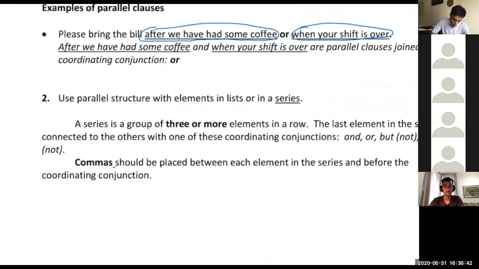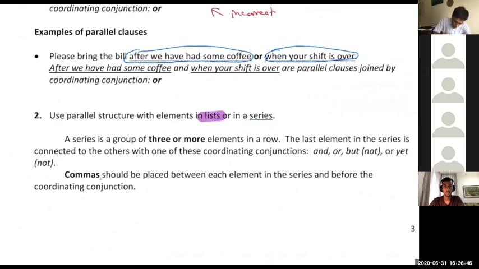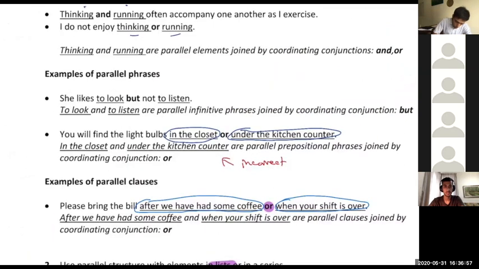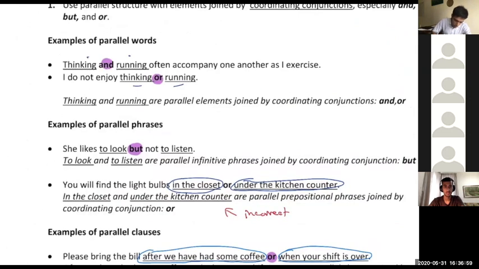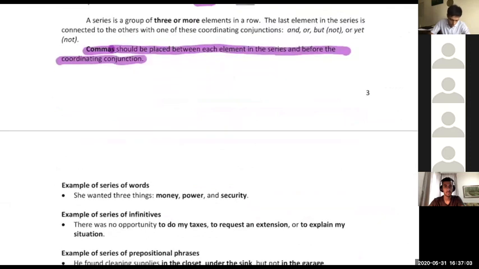Okay, so again, it comes up in lists very often. Parallelism comes in lists very often, and a comma should be placed between each element in the series and before the coordinating conjunction. A coordinating conjunction is like or, but, and. You will notice these coordinating conjunctions in parallelism often.